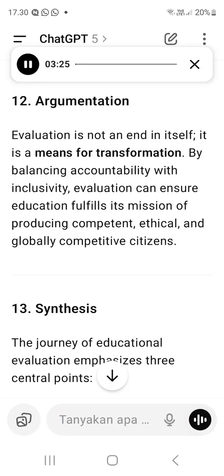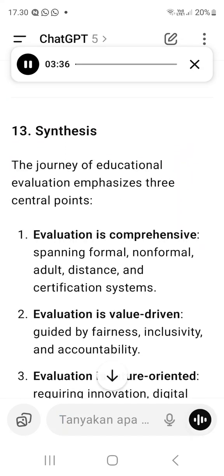Argumentation. Evaluation is not an end in itself. It is a means for transformation. By balancing accountability with inclusivity, evaluation can ensure education fulfills its mission of producing competent, ethical, and globally competitive citizens.